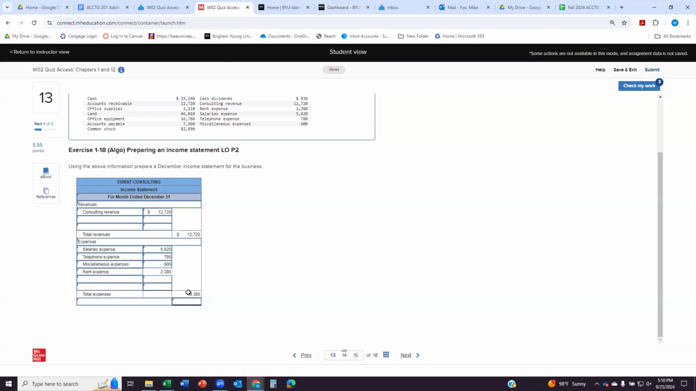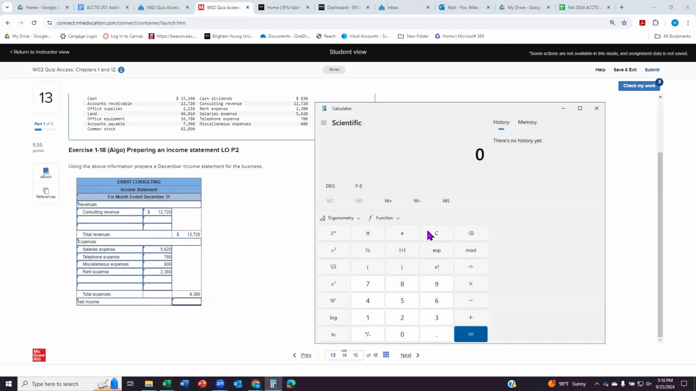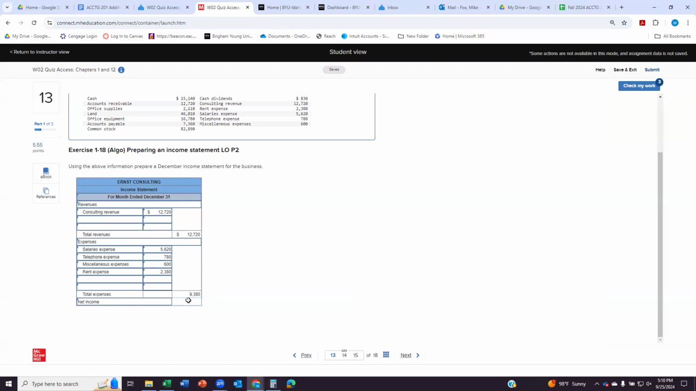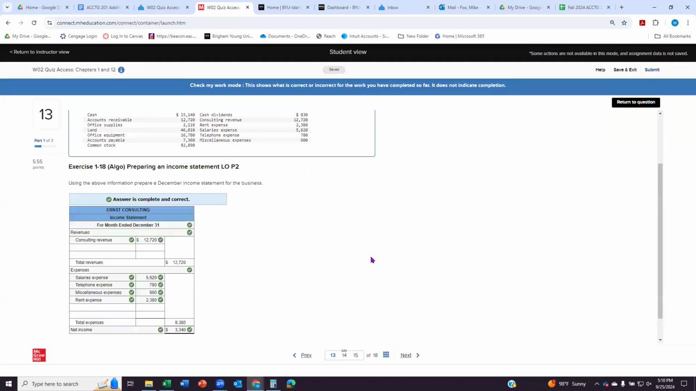So this will be our total expenses, which is just all of the expenses added up. And then the difference between our revenues and our expenses is called our net income. So to find that, I would just take 12,720 minus 9,380, and that gives me 3,340. Check our work, see if it was, yep. So we're all good on that one.